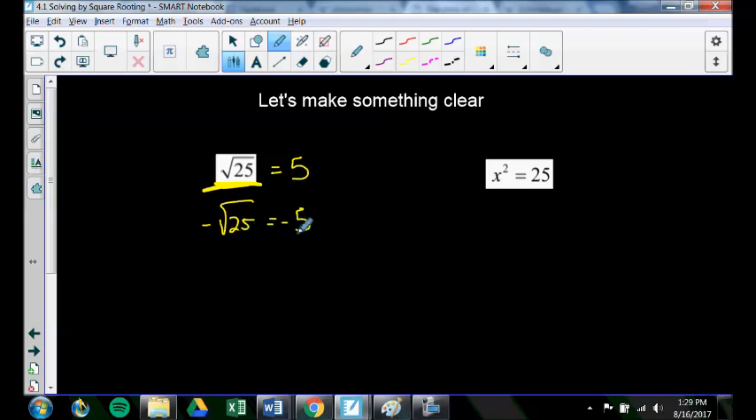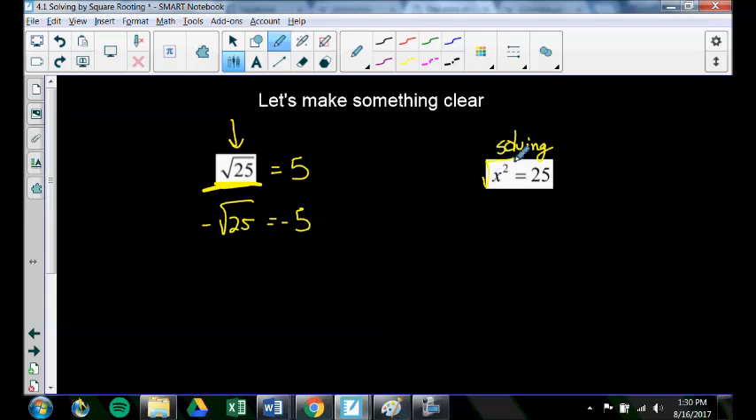I don't do a plus or minus here because this is evaluating. This is me just finding the numerical value of this expression. Over here, I am solving. When you're solving, your goal is to find every possible x that makes the equation work, that makes it true.